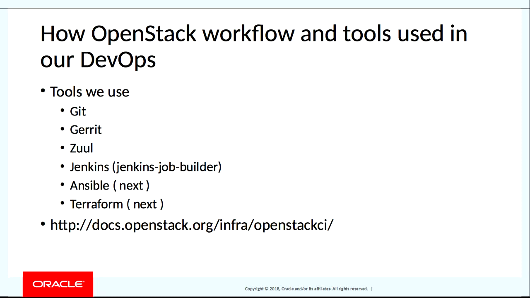Currently, we have leveraged the following OpenStack tools. We have used Git for the version control system, and we use Gerrit as a code review system. We use Zuul for the integration pipeline management, Jenkins for the CI tool, and Jenkins Job Builder to automate our jobs.